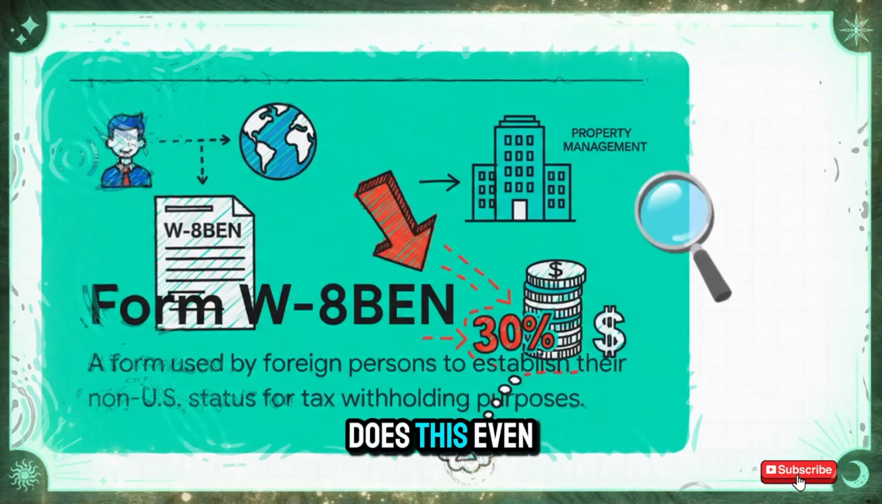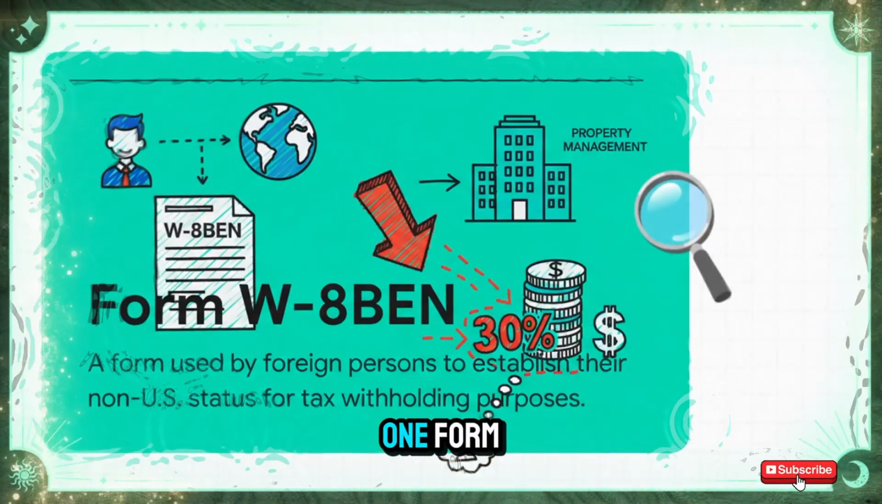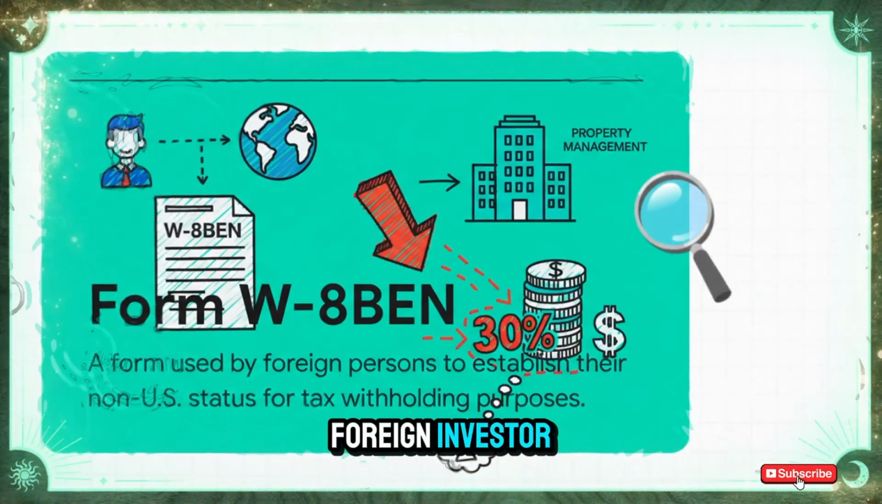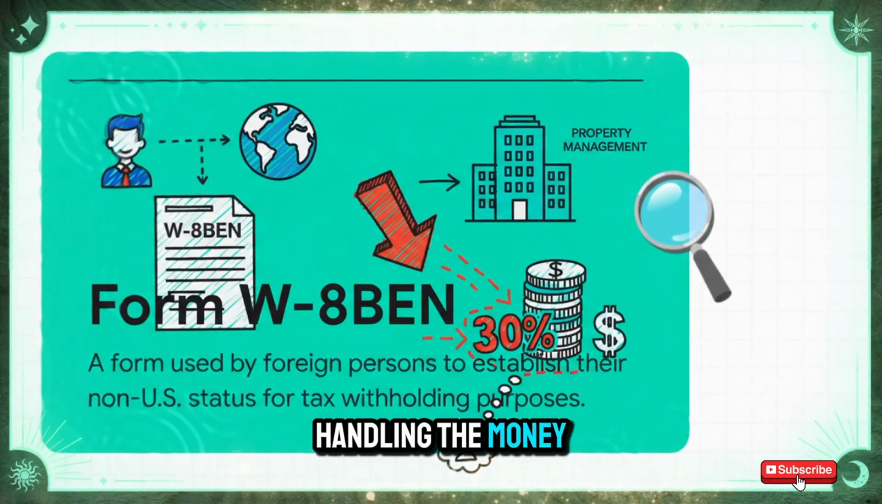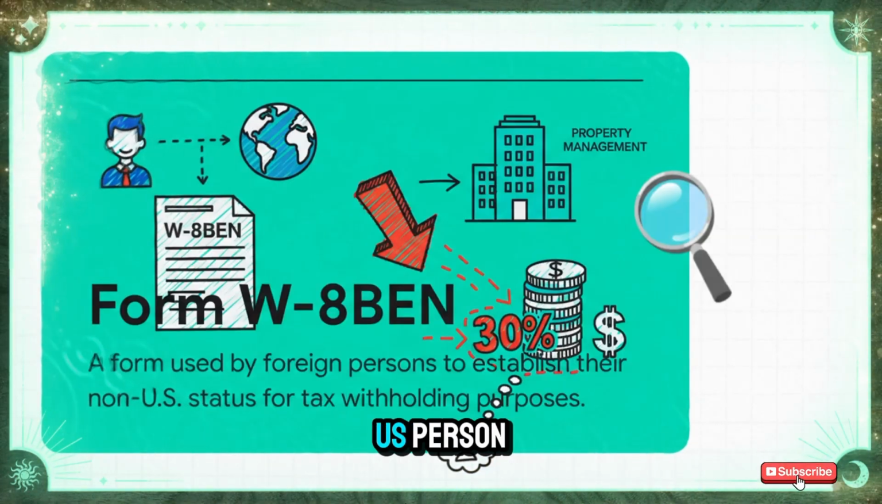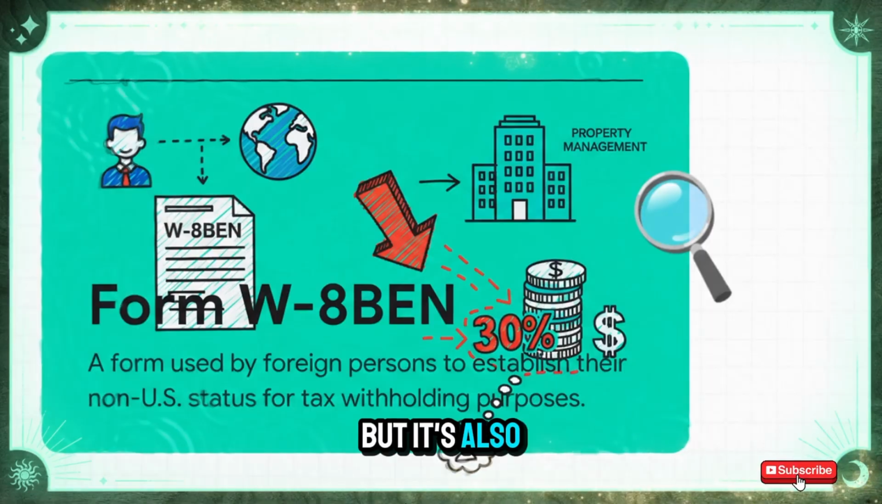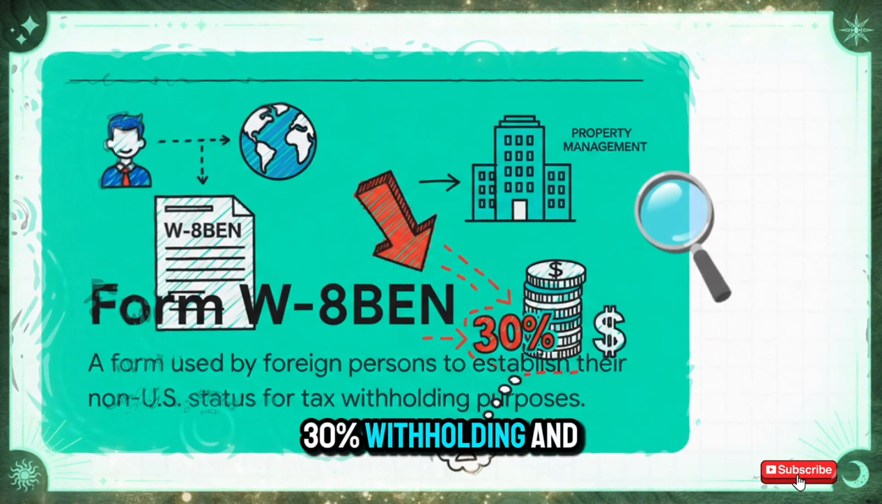So how does this even happen? Well, it all starts with this one form, the W-8BEN. As a foreign investor, you give this to your property manager or whoever is handling the money to certify that you're not a U.S. person. It's a totally standard and necessary step, but it's also the exact trigger that activates this default 30% withholding.